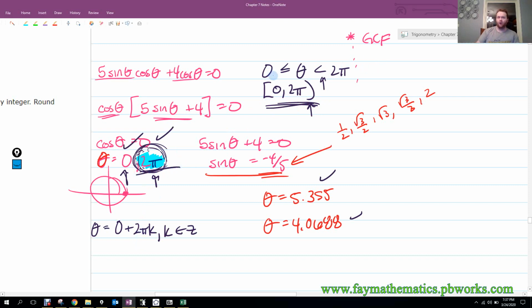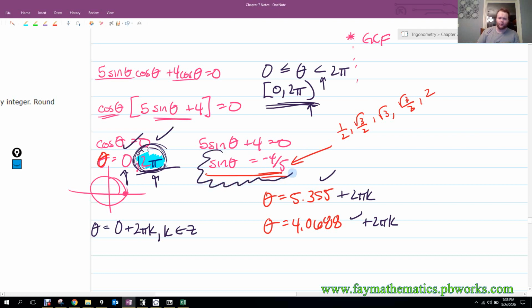Now, if they say on an interval of all real numbers, or they don't tell you, or maybe they ask you for the infinite solutions, then you would say theta equals 0 plus 2 pi k, okay? Or obviously you can just write that as 2 pi k. And then this one here would be, obviously I'll add 2 pi k to that one, and I'll add 2 pi k to that one. Again, all of these were k as an integer.